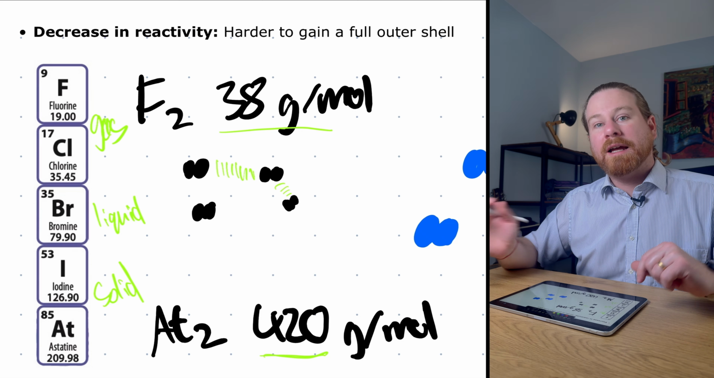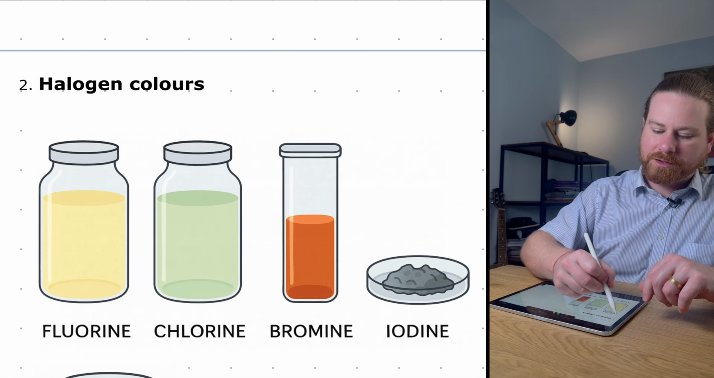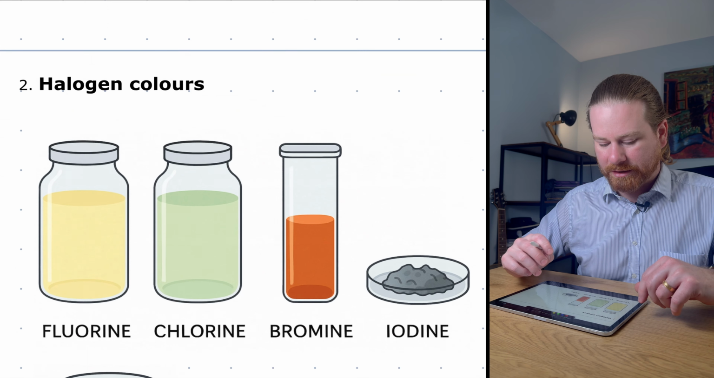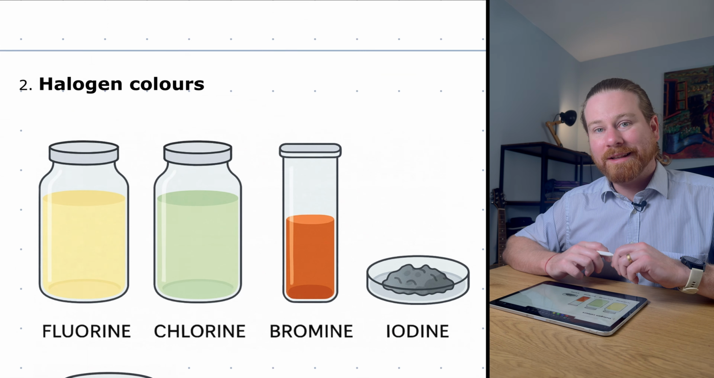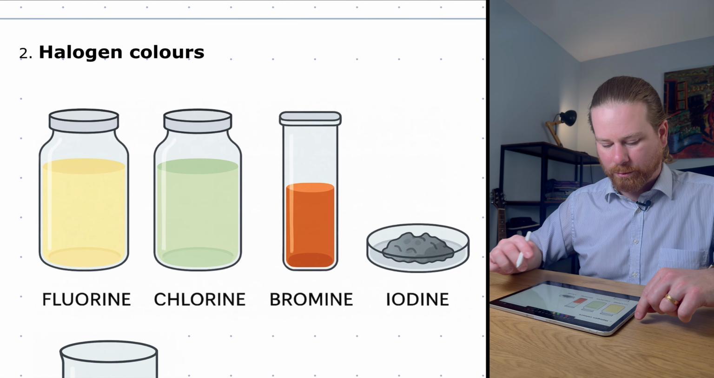So francium and fluorine. Okay, so on to the halogen colours, and we can also explain where the colour is coming from. These are things you just need to know, so let's just go through them one by one.